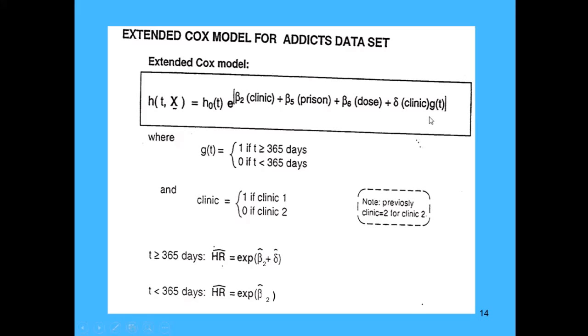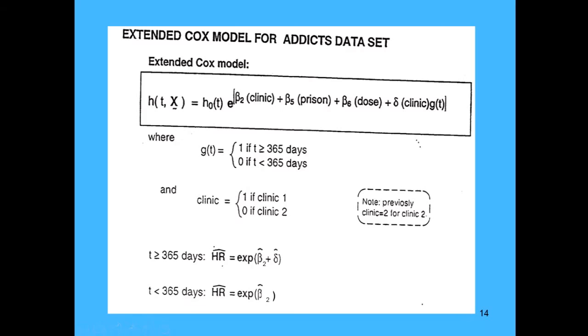It's a function of time. What kind of time-dependent variable is it? A defined or an internal? It's a defined variable because it's a product of a time-independent variable times some function of time. And here's the function of time. G of T is 1 if T is greater than or equal to 365 days, and 0 if T is less than 365.